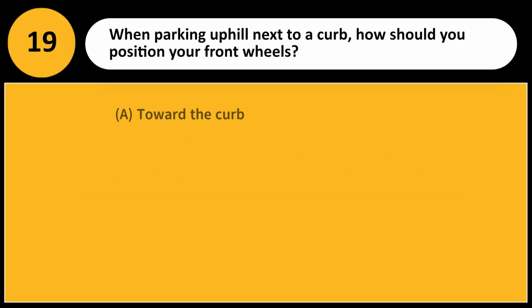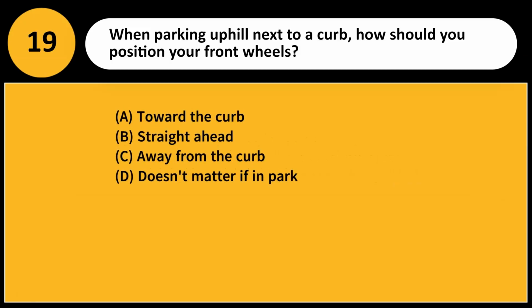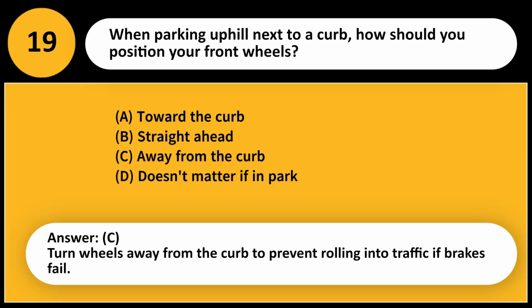When parking uphill next to a curb, how should you position your front wheels? A. Toward the curb. B. Straight ahead. C. Away from the curb. D. Doesn't matter if in park. Answer, C. Turn wheels away from the curb to prevent rolling into traffic if brakes fail.